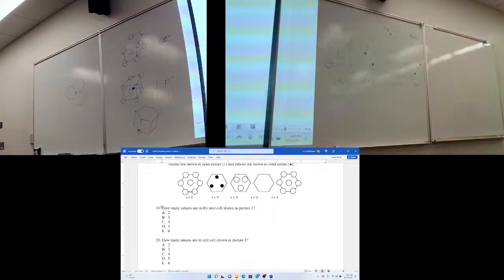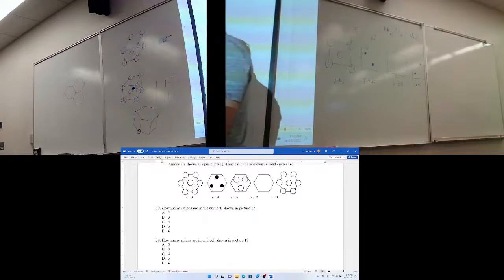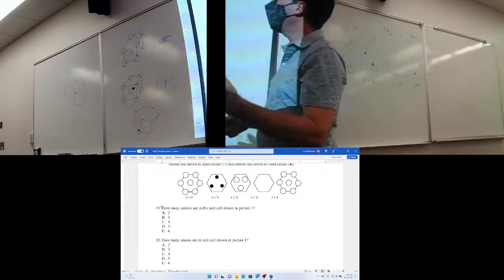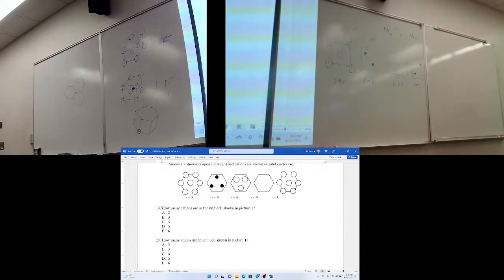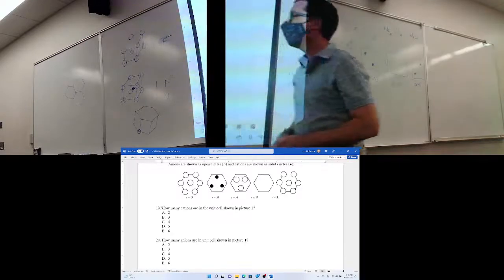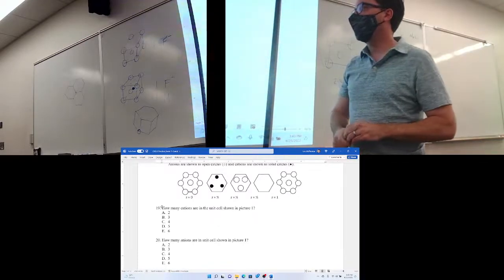This is a face. That counts as a half. That's a face, so that's another 1. Then we have 3 inside. So there's 6 anions in this thing.